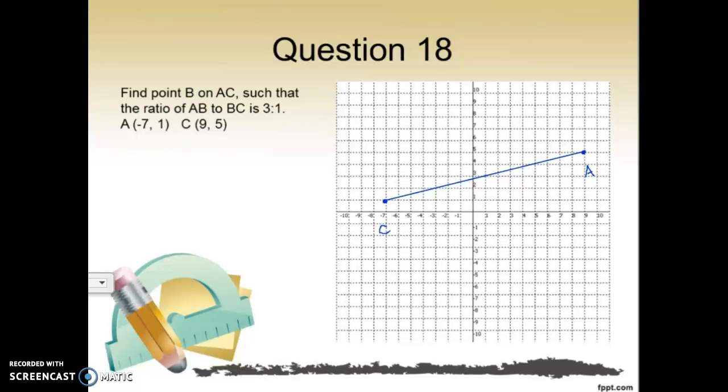All right, geometry geniuses. I hope you have your thinking caps on. This is like question number 18 that you will see on your test. And these are pretty difficult. This is called partitioning. Partition a line segment.